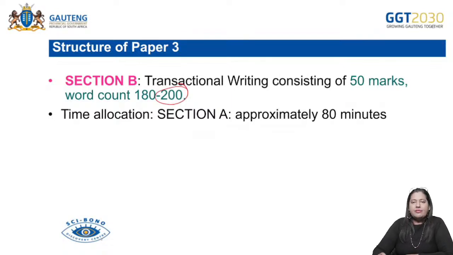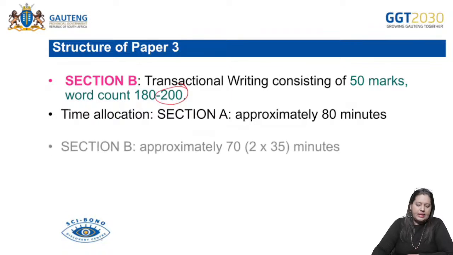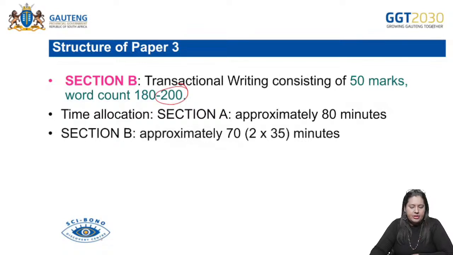Right, so you will be given approximately 80 minutes to answer the essay question, okay, in section A. And then in section B, we are giving you around 70 minutes. We're saying that should be sufficient for you to do these particular pieces. And if you're targeting about 35 minutes each for your 2 transactionals, you will be well within that time frame to finish your section B.